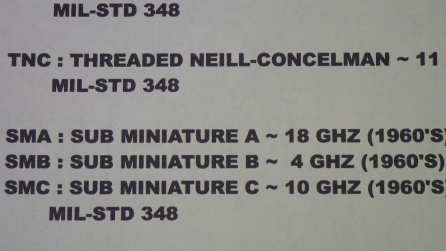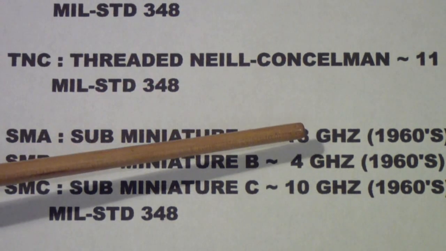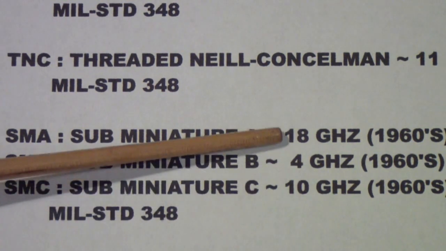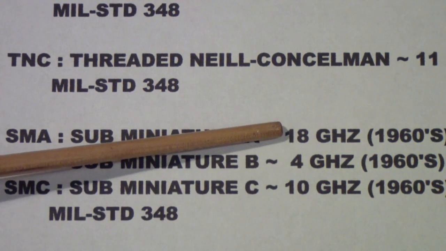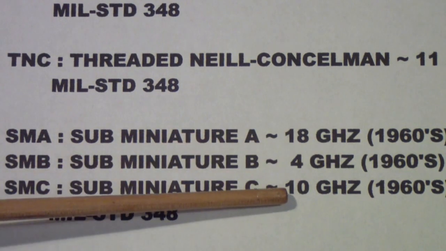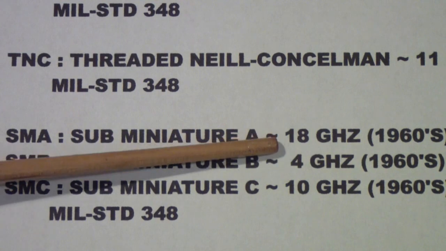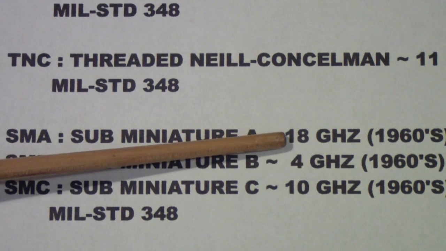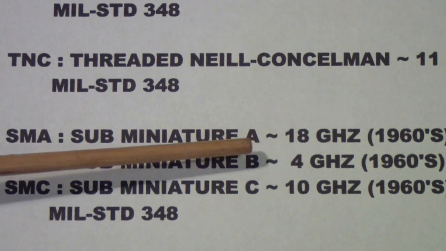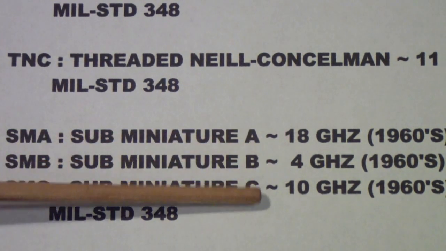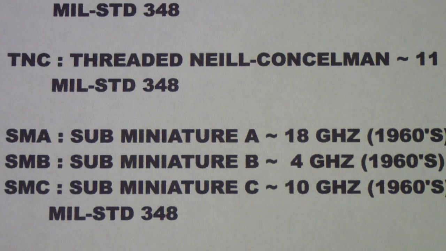The numbers that I use for these upper frequencies, and the reason that I have an approximation sign in front of all of them, is that the actual figure varies. There are some SMA connectors that will go above 18 gigahertz, and there are some that won't even come close to 18 gigahertz. Same is true of Bs and Cs. So I realize now that I also forgot one.